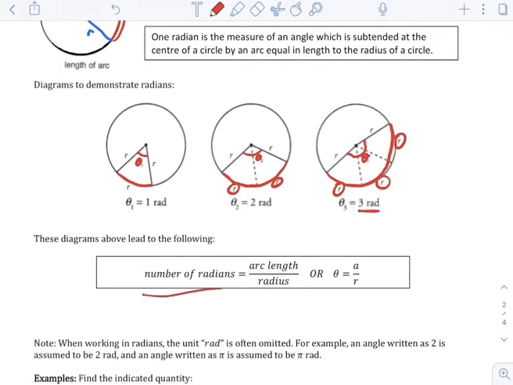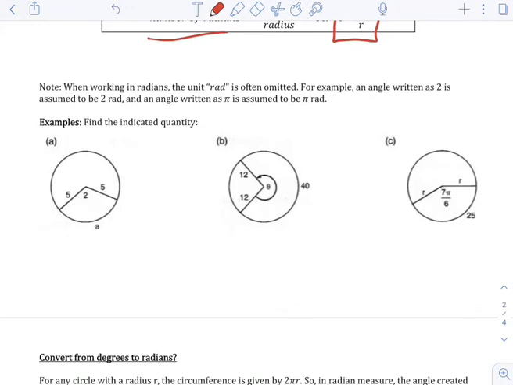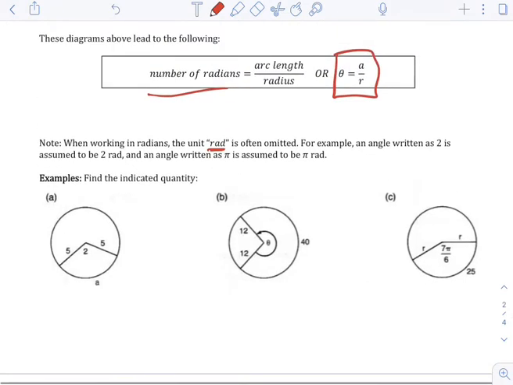So, and that's written down below. The number of radians that we have is equal to the arc length divided by the radius, or more simply, theta is equal to a over r, where theta is the measurement of the angle in radians. One thing that you're going to find out as you're working through this book is that when you're working with radians, the unit rad is usually not there. Up above I put it, but usually it's not going to be there. You're just going to see an angle of 7, so you're going to assume that 7 is in radians, or an angle of 2. That means 2 radians. Otherwise, you'd see 2 degrees, for example.